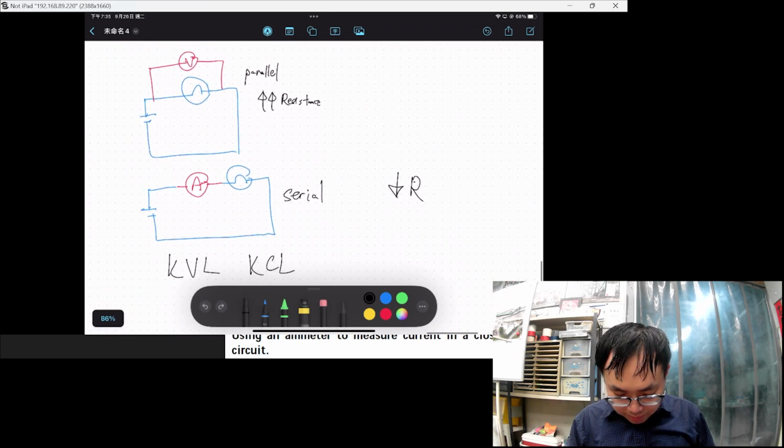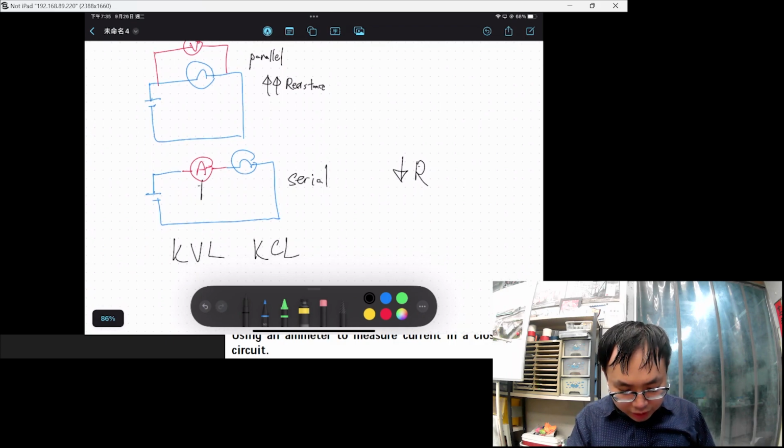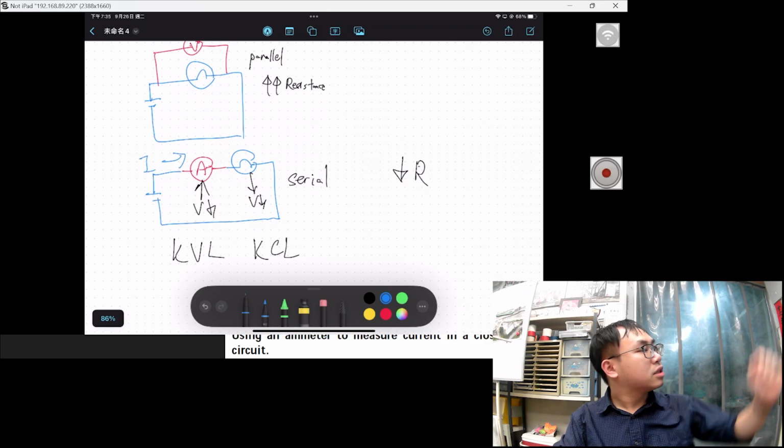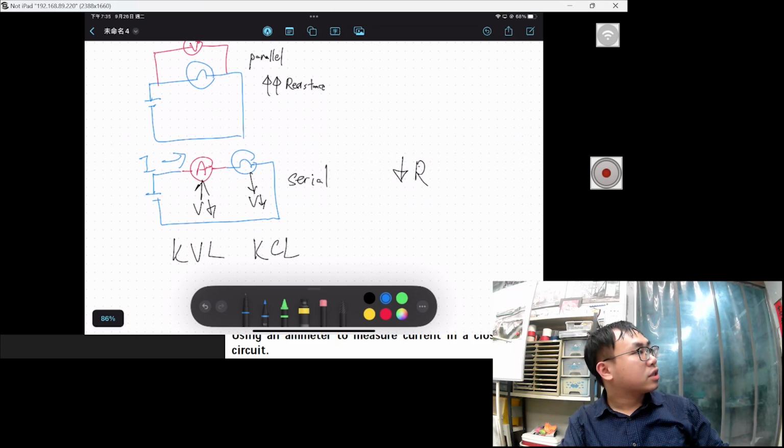What I want to tell you is, this component will consume voltage. It will cause a voltage drop. In a closed loop, the current is constant, right? The constant current will flow through the ammeter and the light bulb. The current inside this loop is always a constant value. Only the voltage will drop.